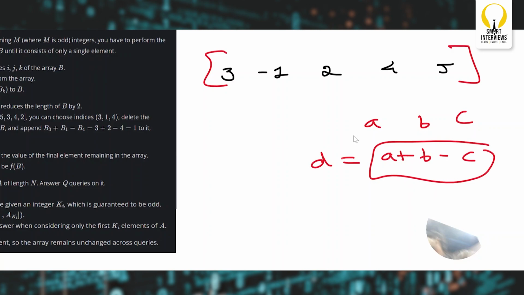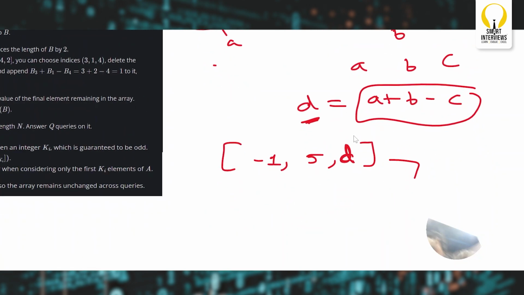Let's say this is A, this is C, this is B, whatever the order. The order doesn't matter for A, B, C. Let's pick these three values. We remove these three values from the array and perform our operation. After performing it, whatever D we get, we add it back. So after doing this one time, the array will be something like -1, 5, and the new D that I have got. And I have to do the same thing until I reach one single element.